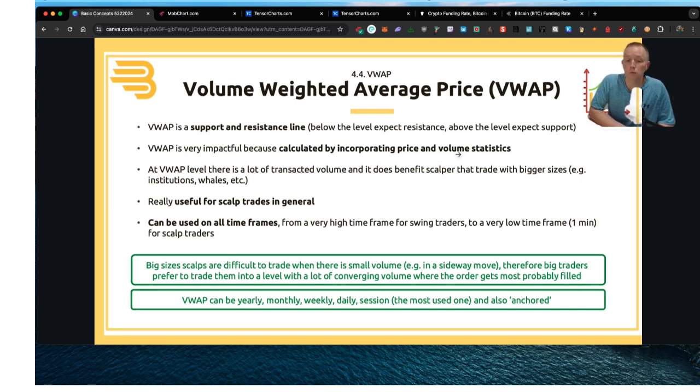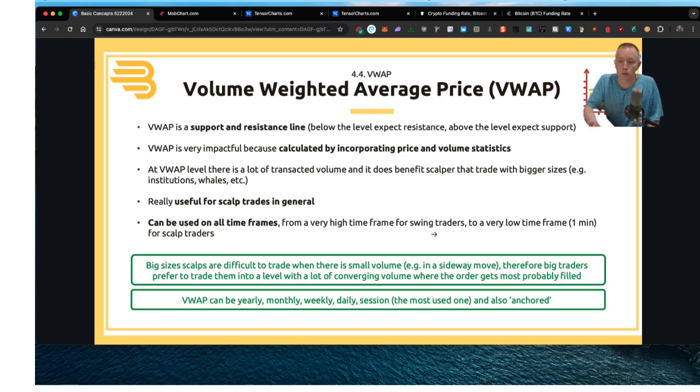At the vWAP level there is a lot of transacted volume, so it benefits a scalper that trades with bigger sizes. It's useful for scalp trades in general and can be used in all time frames, as I was just mentioning, on high time frames or even by somebody on a low time frame. Big size scalps are difficult to trade when there's small volume, especially with the more obscure the coin or the smaller the market cap.